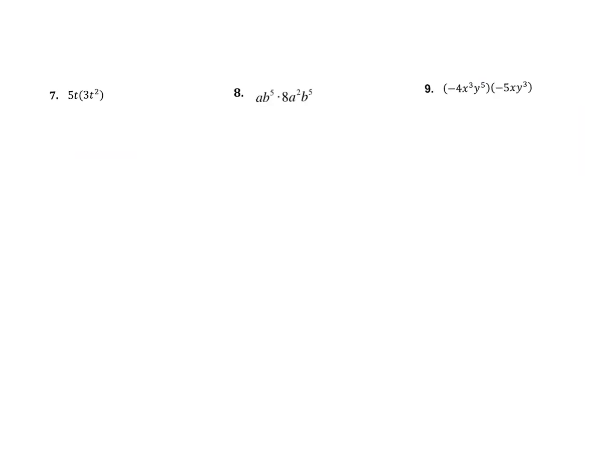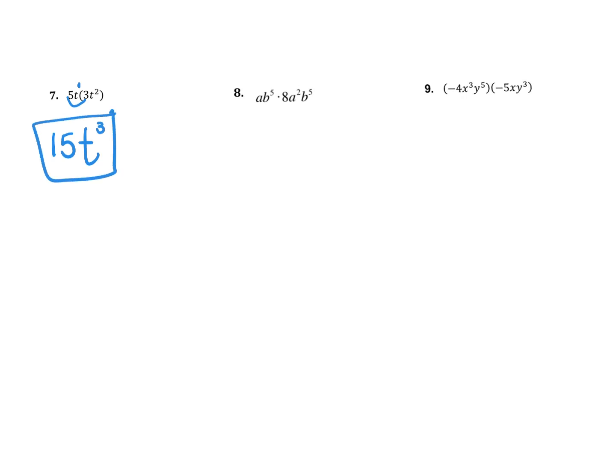All right, for question number 7, we have 5t times 3t squared. All right, so what we're going to do is multiply our numbers just like we've always multiplied. So we're going to take our 5 and our 3, and 5 times 3 then is 15. And now I have t times t squared. Remember that there's a 1 right there. So when I multiply my t's, I'm going to add together those exponents, and I'll have 15t to the third power.